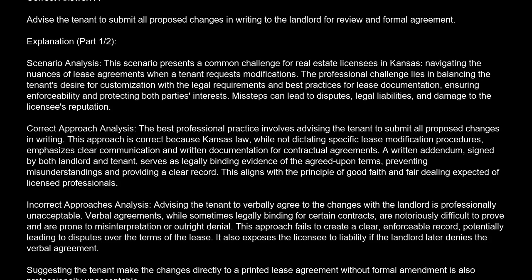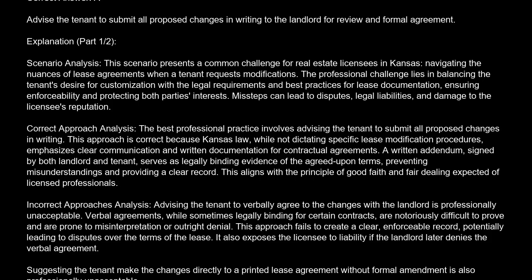Correct approach analysis. The best professional practice involves advising the tenant to submit all proposed changes in writing. This approach is correct because Kansas law, while not dictating specific lease modification procedures, emphasizes clear communication and written documentation for contractual agreements. A written addendum, signed by both landlord and tenant, serves as legally binding evidence of the agreed-upon terms, preventing misunderstandings and providing a clear record. This aligns with the principle of good faith and fair dealing expected of licensed professionals.